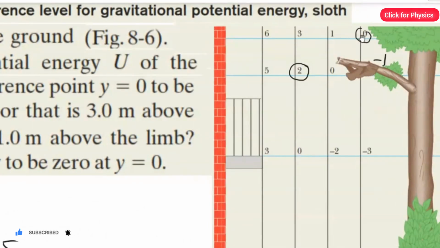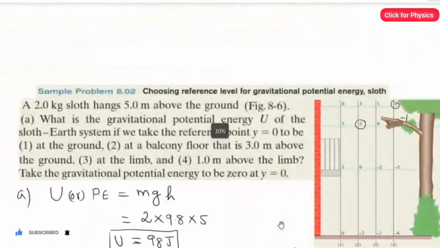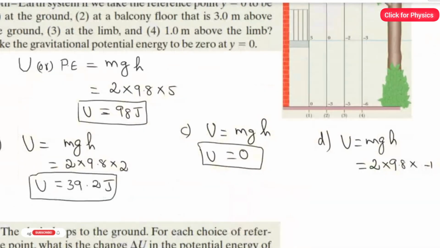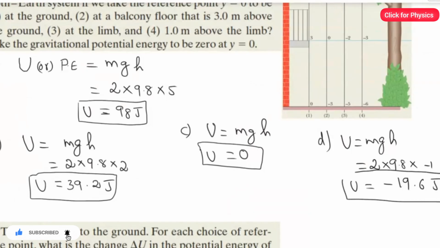Above 0 we have positive values, below 0 we have negative values. So below 0 we have -1. This is the height with reference to the reference point 0, which is -1. That's the reason we use the -1 value for this. Clear? Now when you multiply, I got the answer as -19.6 joules. So this is the answer for the fourth question.